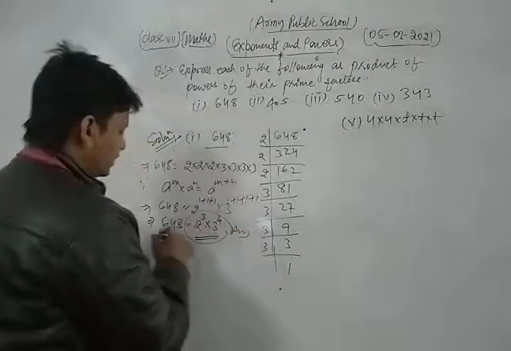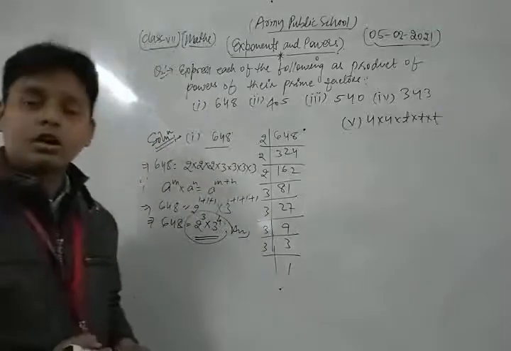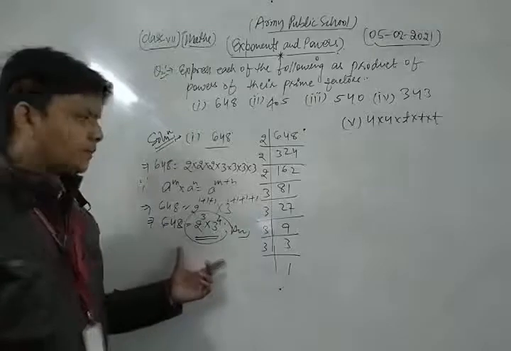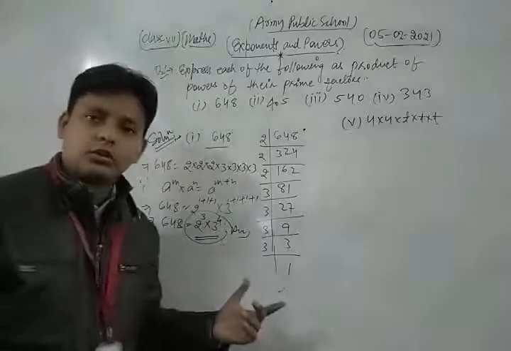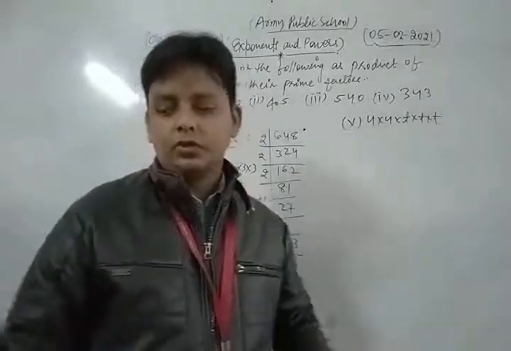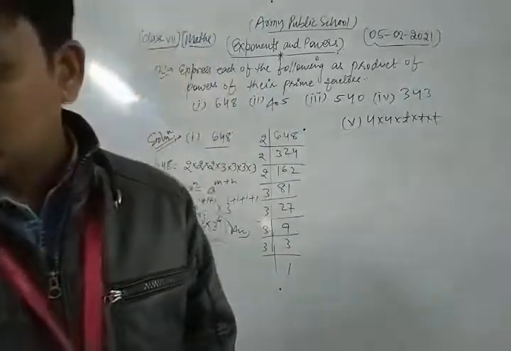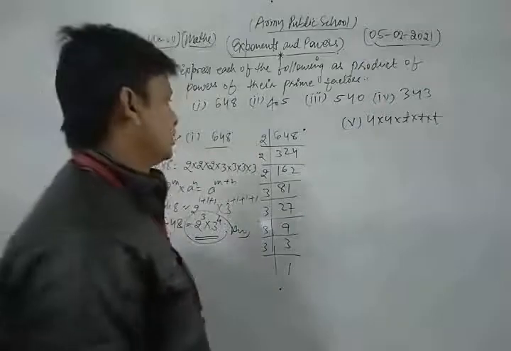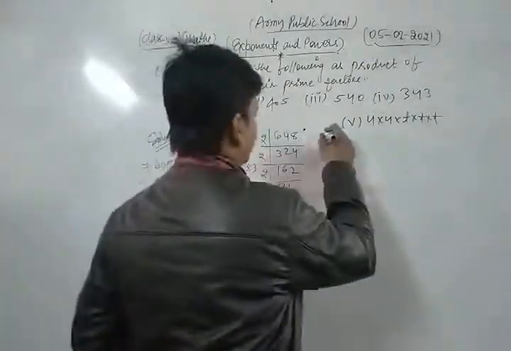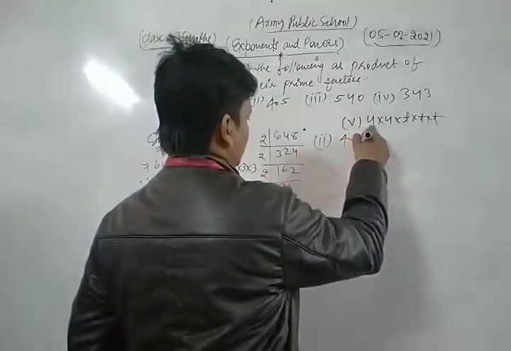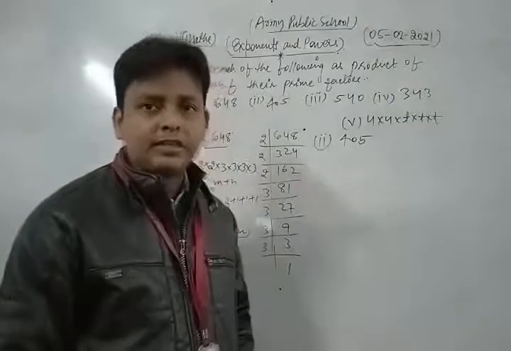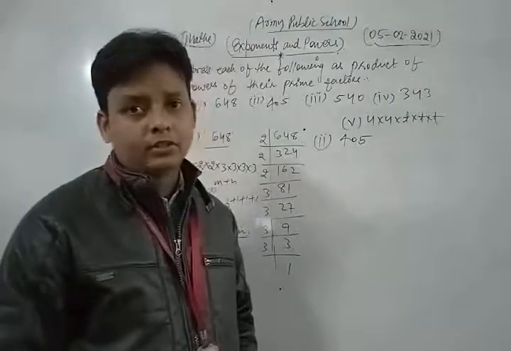In this way we express the given number in exponential form, or as the power of its prime factors. So in this way you can solve each part of this question. Now we take and solve the next part of this question. Okay, dear friends, let's see. Now we take the second part of this question, which is 405. Dear friends, in that question again we do the prime factorization. Let's see.